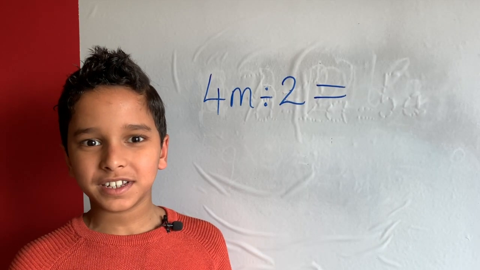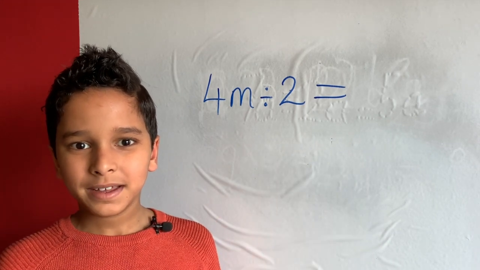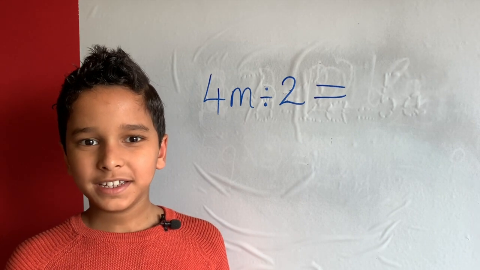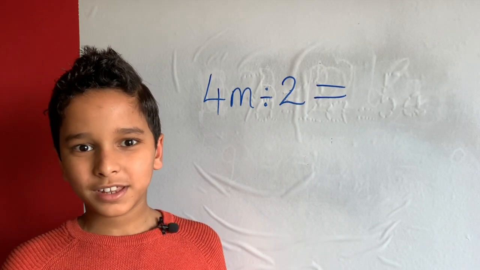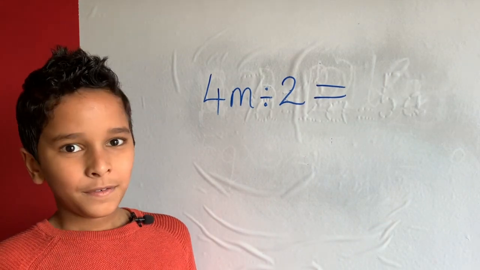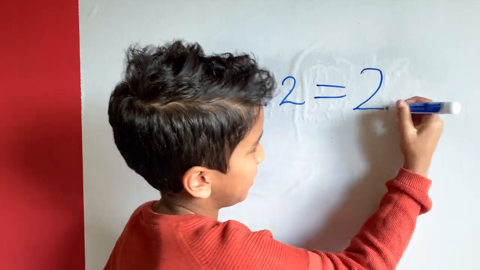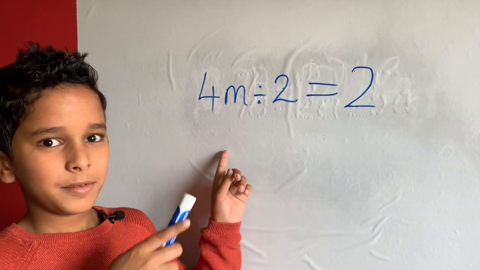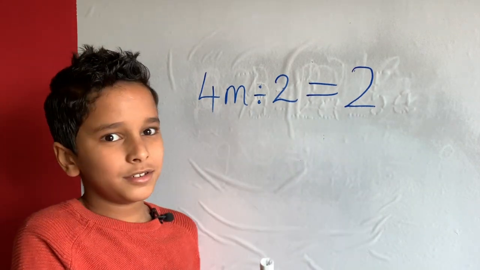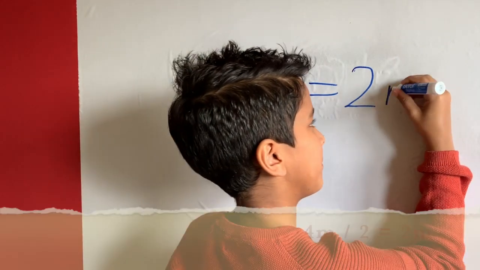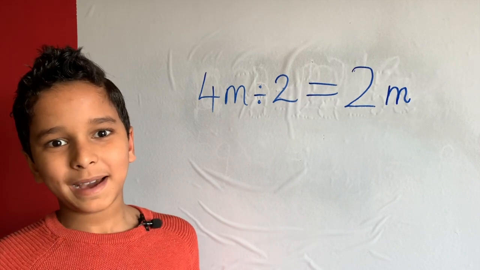Let's look at division now. 4M divided by 2. Let's say the M here stands for mango. If I share 4 mangoes between me and you, how many mangoes will each of us get? So 4 divided by 2 equals 2. So here we're dividing 4M by 2. So 4M divided by 2 equals 2M. Each of us will have 2 mangoes.